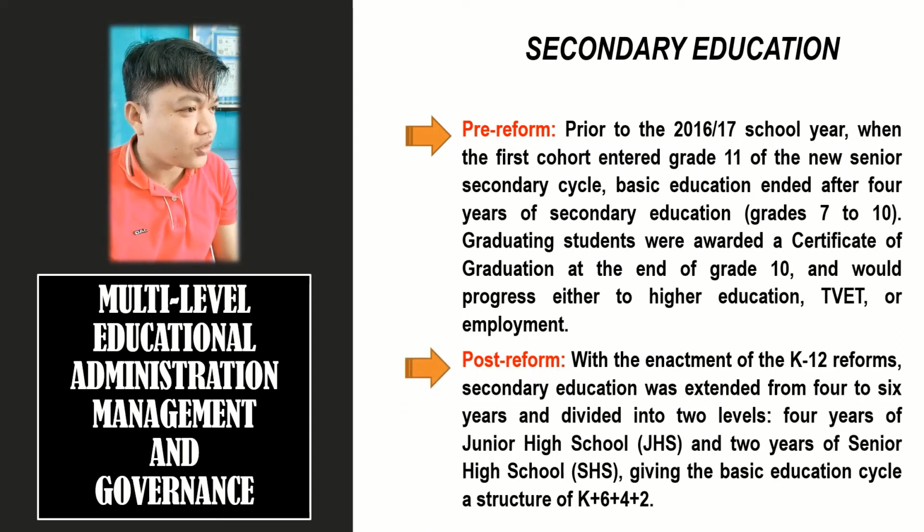With the enactment of K-12 reforms, secondary education was extended from 4 to 6 years and divided into 2 levels, 4 years of junior high school and 2 years of senior high school, giving the basic education cycle a structure of K plus 6 plus 4 plus 2. All 6 years of secondary education are compulsory and free of charge at public schools.